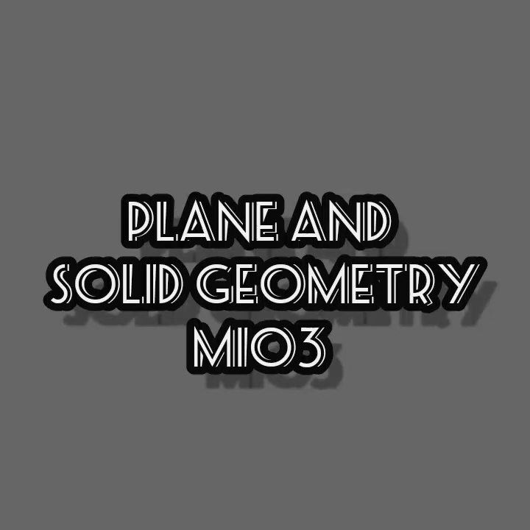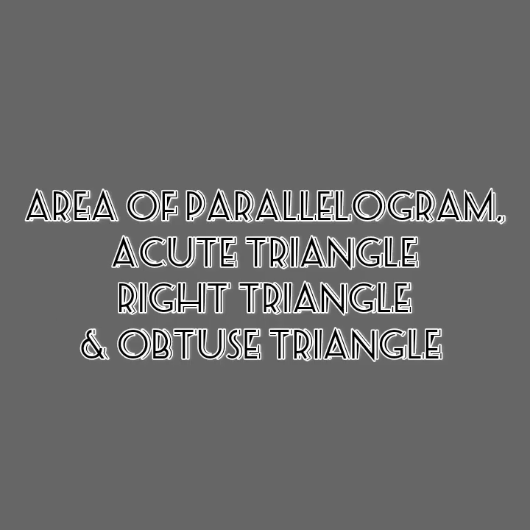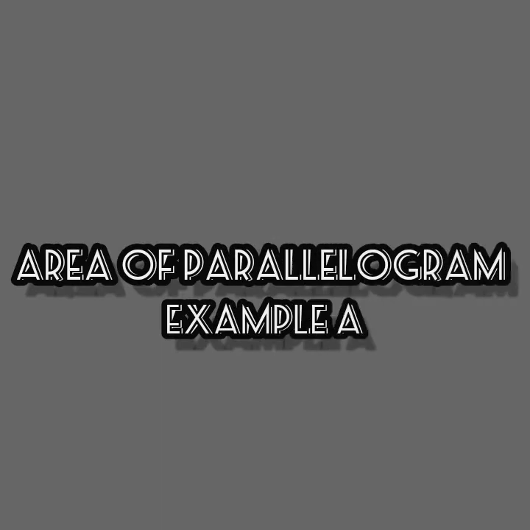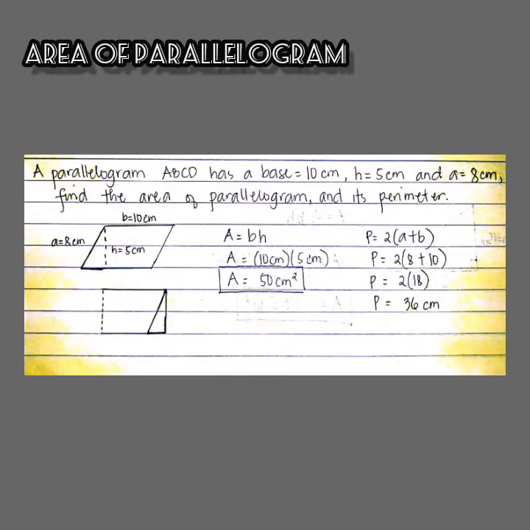Good day. Today I am going to show my own examples in finding the area of parallelogram, acute triangle, right triangle, and obtuse triangle. Let us first find the area of parallelogram. Example A. A parallelogram ABCD has a base of 10 cm, height of 5 cm, and A of 8 cm. Find the area of parallelogram and its perimeter.